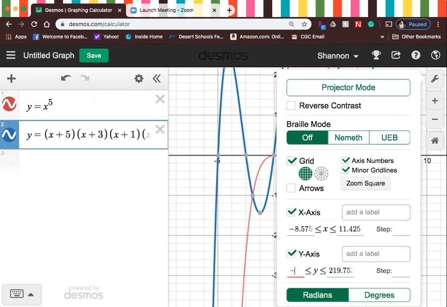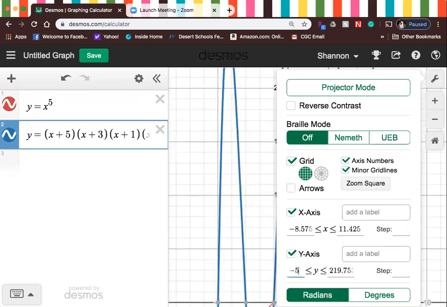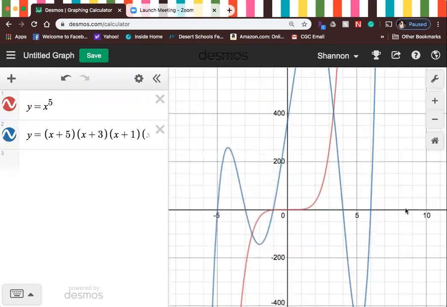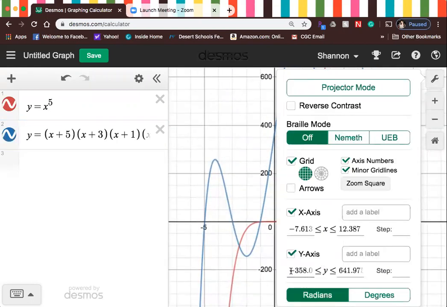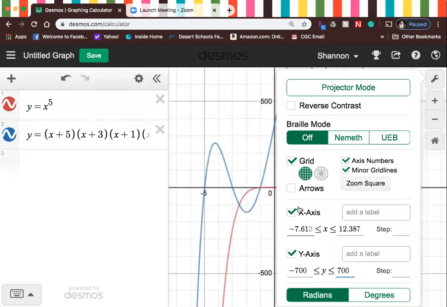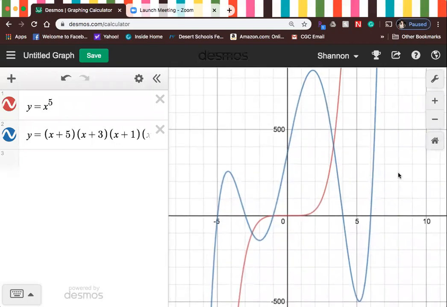So let me change my window so you can see all the fun aspects. Okay. Nope, still not high enough. Just kidding. Let's go -700 all the way up to 700. Barely. Okay, so check it out. Look at this. Look at what it's capable of.